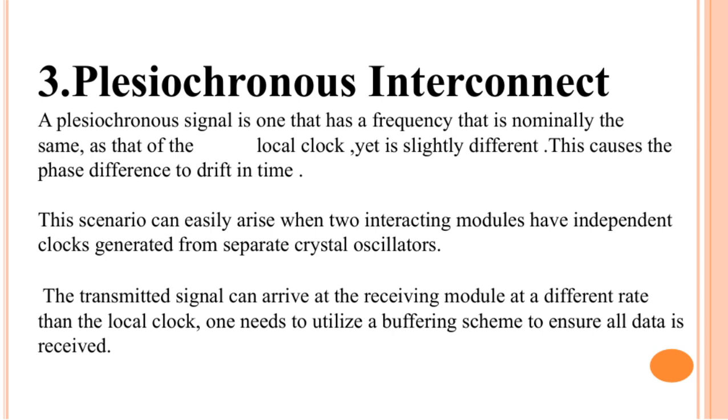As a result, the transmitted signal may arrive at the receiving module at a slightly different rate than the local clock expects. To handle this, we need to implement buffering schemes that can accommodate these differences and ensure that all data is properly received without loss or misalignment. This concept is critical in systems where precise synchronization isn't guaranteed, but reliable communication must still be maintained.